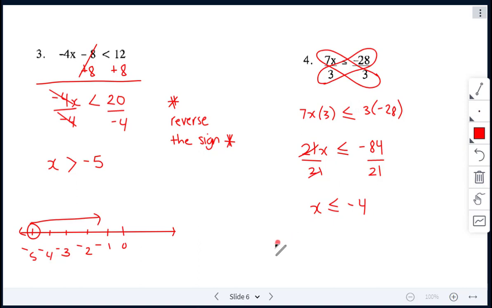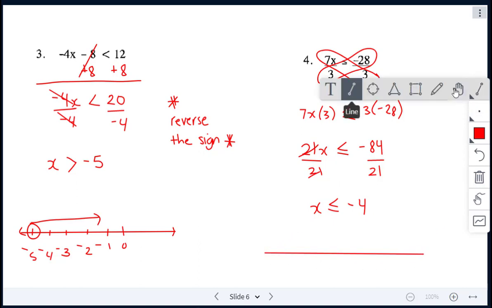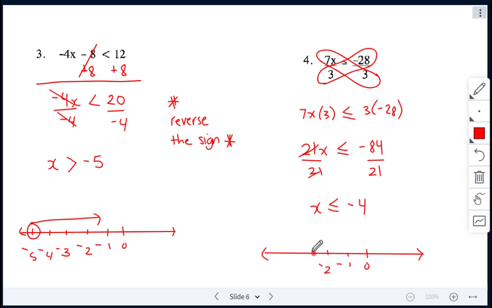We have to draw our number line. Okay, so I'll just put my 0 here. Negative 1, negative 2, negative 3, negative 4. On this side we have 1 and 2. All right, it is less than or equal to, so we have to fill in our circle. And then it is a less than, so our arrow is going to point to the left.